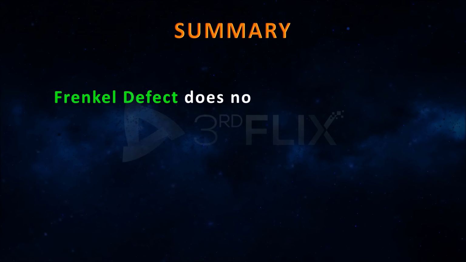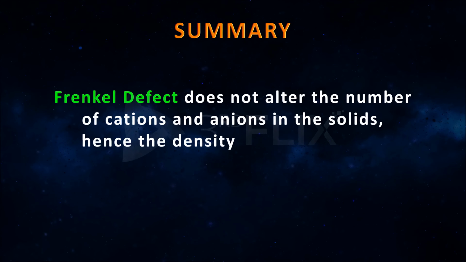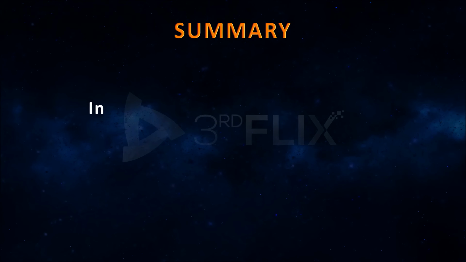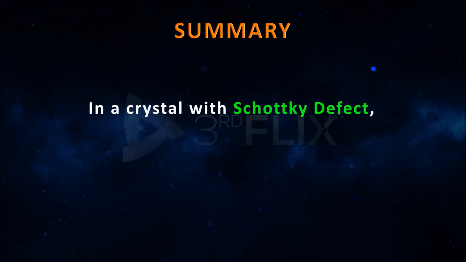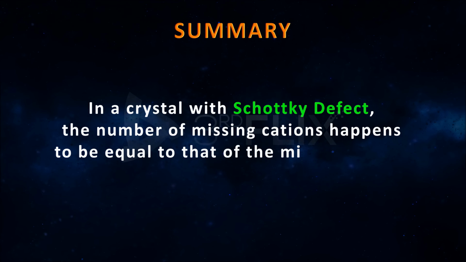Frenkel defect does not alter the number of cations and anions in the solids, hence the density of the substance remains unchanged. In a crystal with Schottky defect, the number of missing cations happens to be equal to that of the missing anions.